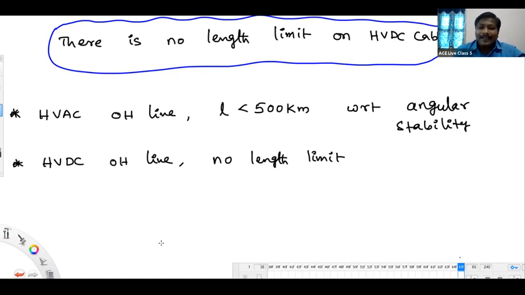What will be the practical application of these things? Listen please. HVAC overhead line, is it practical or not? Yes, most of the time, whatever lines we see outside are HVAC overhead lines only, right? HVDC overhead line, yes, it is also practical. To transfer a bulk amount of power over longer distances, we sometimes go for HVDC overhead line. So both overhead lines are practical. Okay, next.